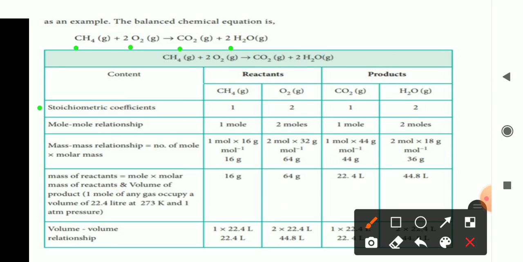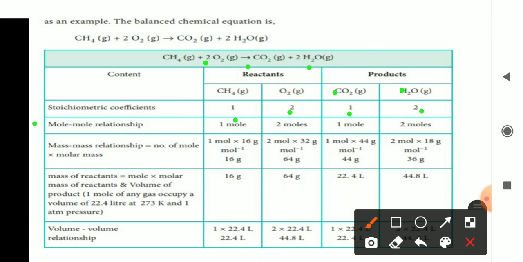First, what is given? Stoichiometric coefficients. You know about stoichiometric coefficients. See here, methane, oxygen, carbon dioxide, and water molecule. For methane, what is the stoichiometric coefficient? It is 1. And for oxygen, what is the stoichiometric coefficient? It is 2. And for carbon dioxide, the stoichiometric coefficient is 1. And for water molecule also, the stoichiometric coefficient is 2.